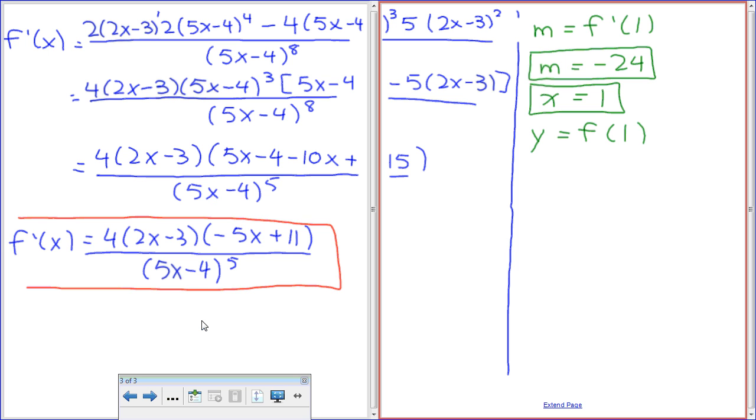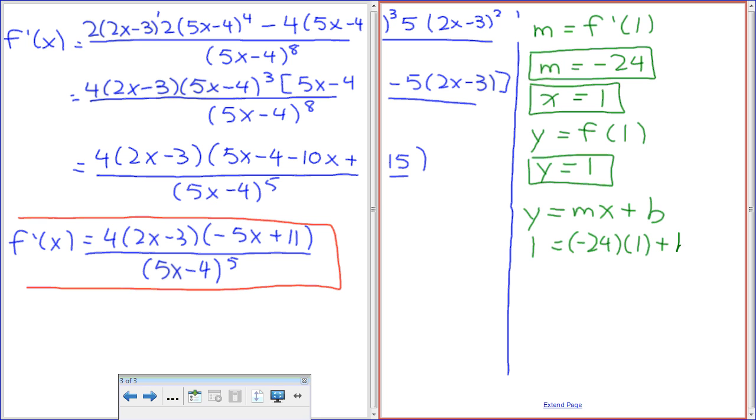So notice I made this one up sort of nice. 2 minus 3 is -1 squared, which is just 1. 5 minus 4 is 1, so this actually equals 1. Okay, so y equals 1. Then I'm going to do y equals mx plus b: 1 equals -24 times 1 plus b. What is that, 25? So y equals -24x plus 25.